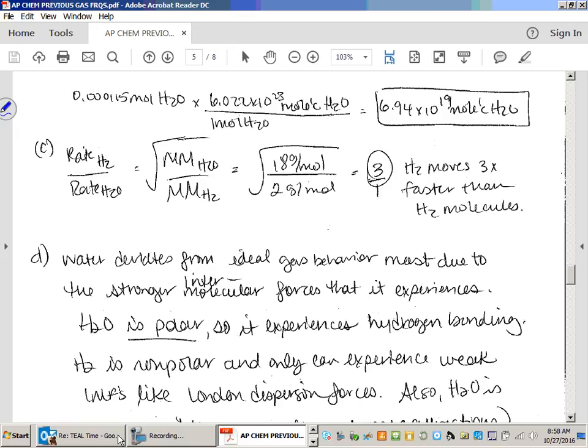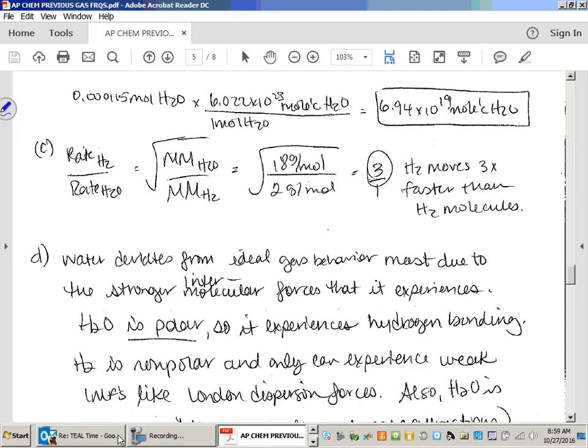And then lastly, part D, which of the 2 gases, H2 or H2O, deviates more from ideal behavior? Which of them is polar? H2 or H2O? H2 is polar, right? H2 is nonpolar.